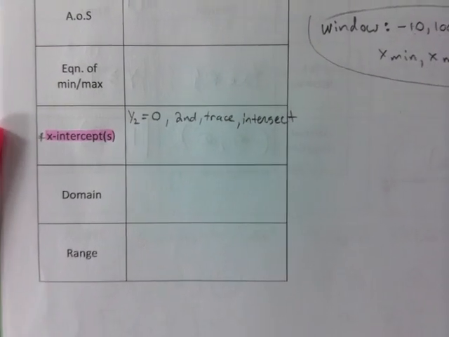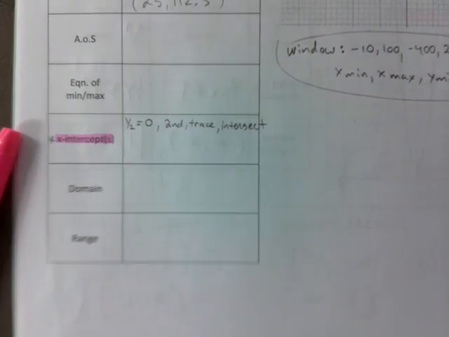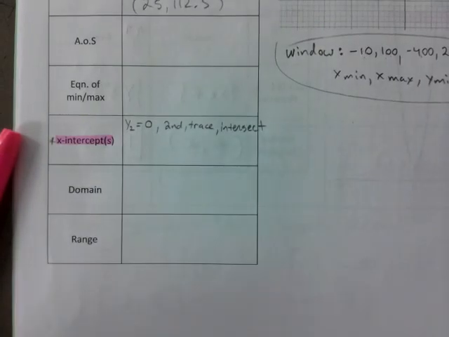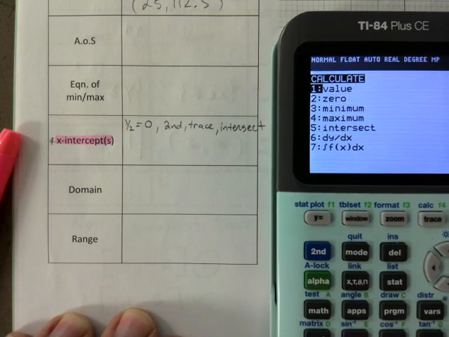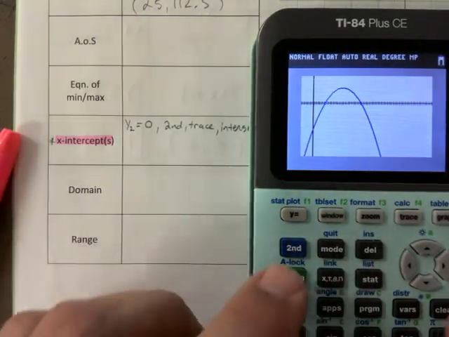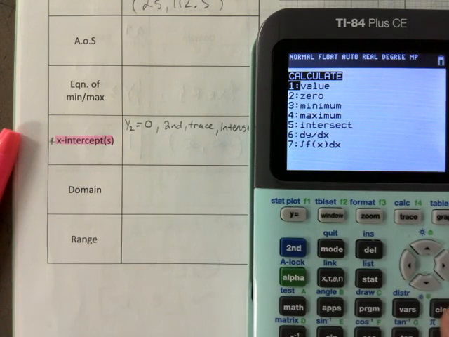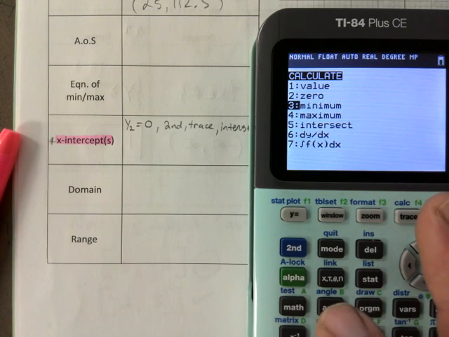So follow me, guys. We need to do at least these things before we go, and then your homework will be to find these things, and then we'll do the graphing maybe next week. Okay. So I have my graph. I'm going to go second trace. Oops, sorry. What needs to happen first? Y2 equal to 0, right?